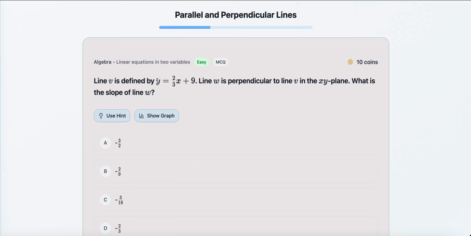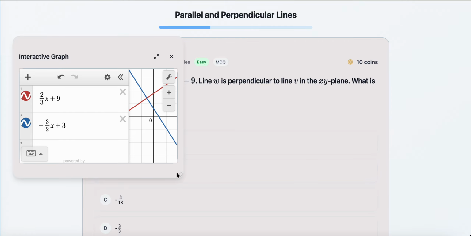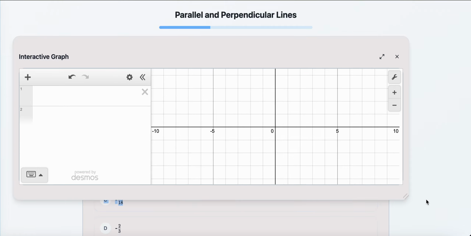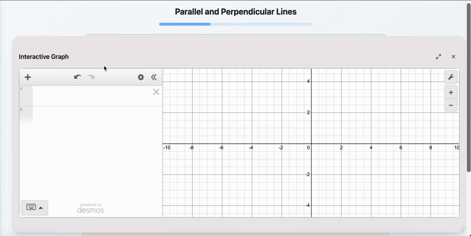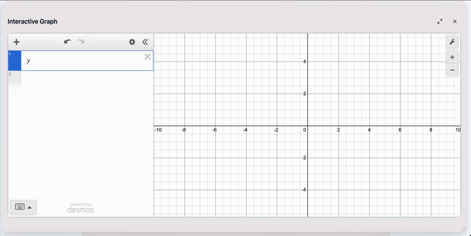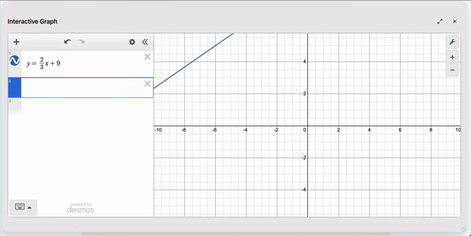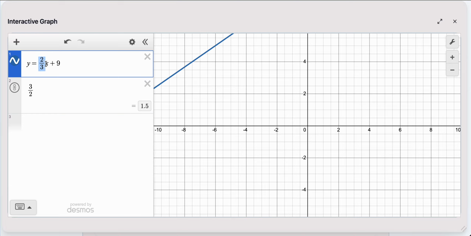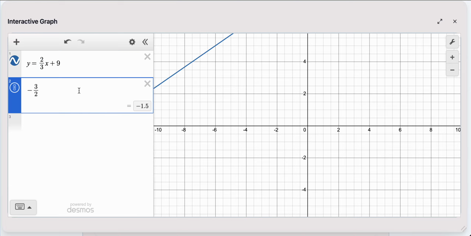Okay, so we can see that line V is this equation, y is equal to 2/3 x plus 9. If we want the slope of the line perpendicular to this, we want the opposite reciprocal. The slope is 2/3. The reciprocal of 2/3 is 3/2, right? I just flipped the numerator and denominator, and for the opposite sign, well, 2/3 is positive, so I just make it negative. So that's going to be the slope of my line.